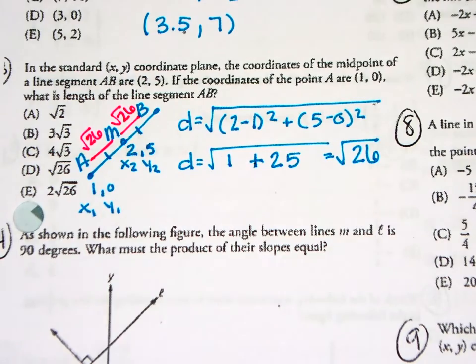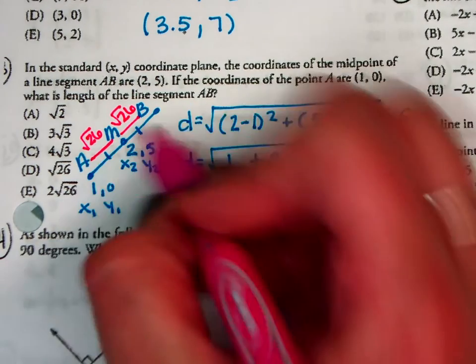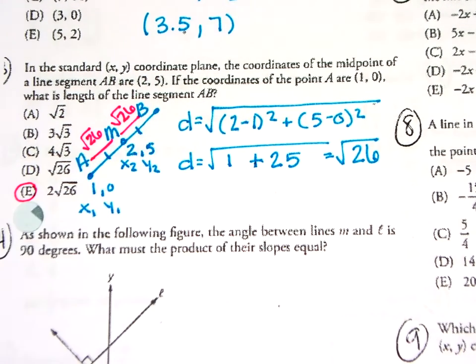So if I'm finding the whole distance, I would add them together. Square root of 26 plus the square root of 26 is option E. If you pick option D, that's only half of the segment. It wants the full length.